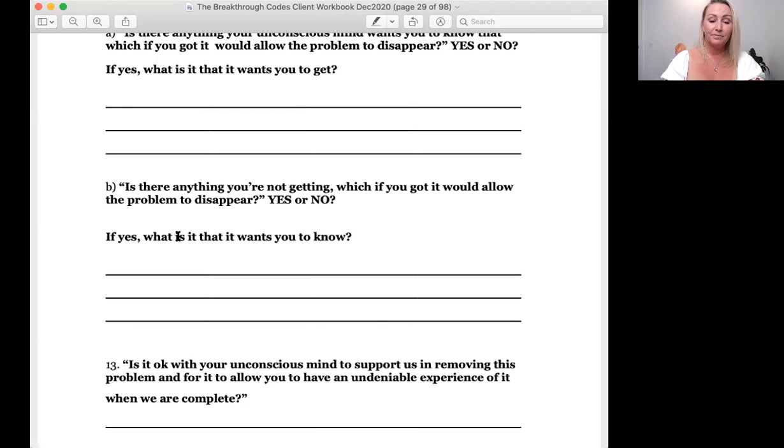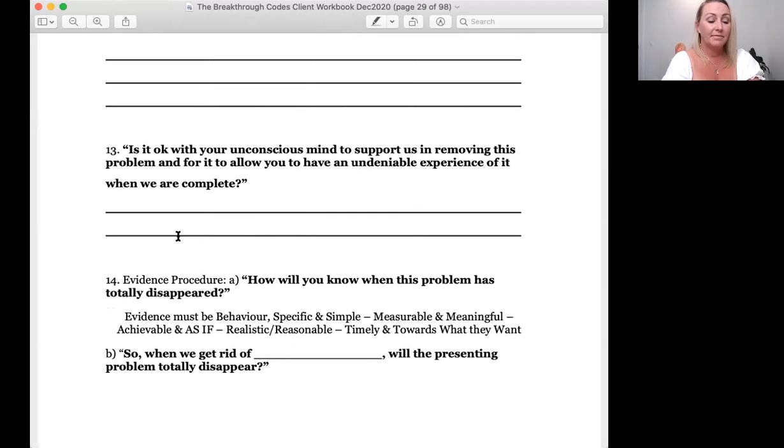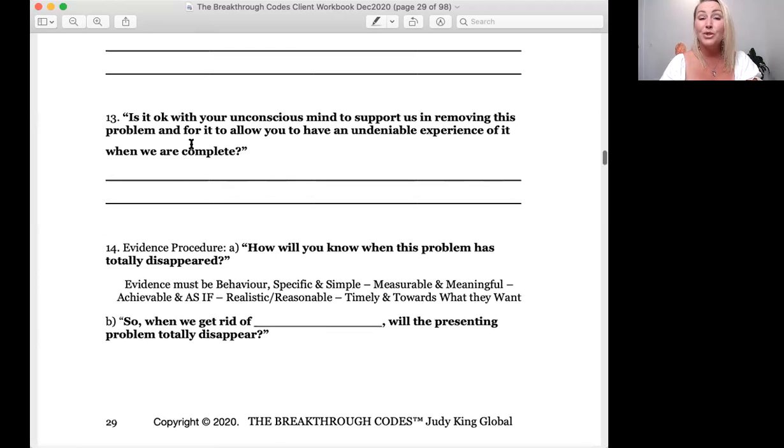Great. Next, number 13. Is it okay with your unconscious mind to support us in removing this problem and for it to allow you to have an undeniable experience of it when we're complete? Yes, it's okay. If they're like, no, it's not okay, then red bells, red alarms going off, right? So they need to agree with that. Just FYI.